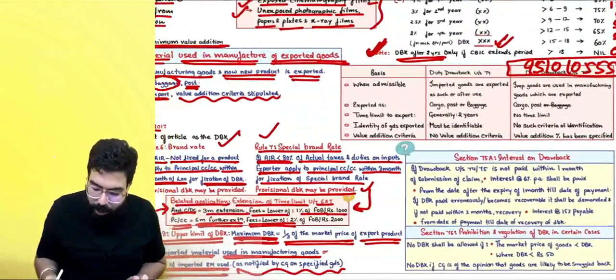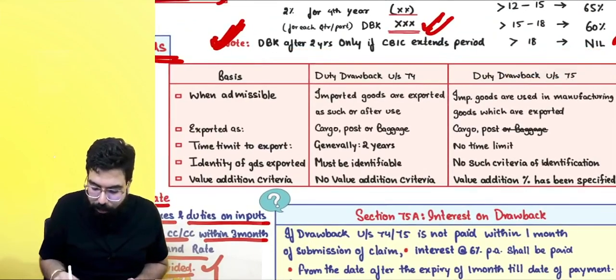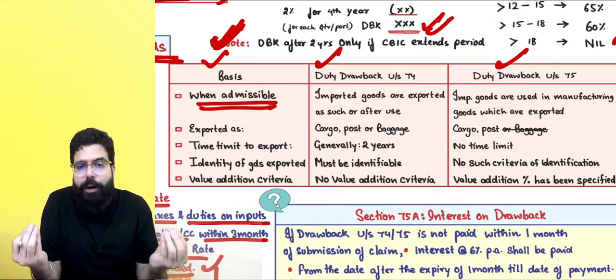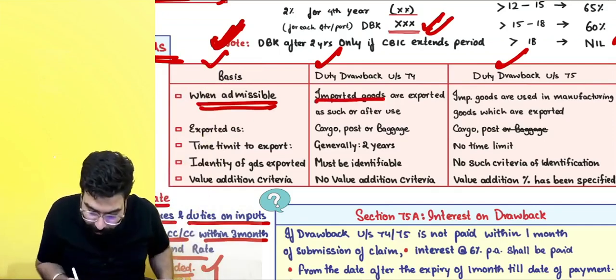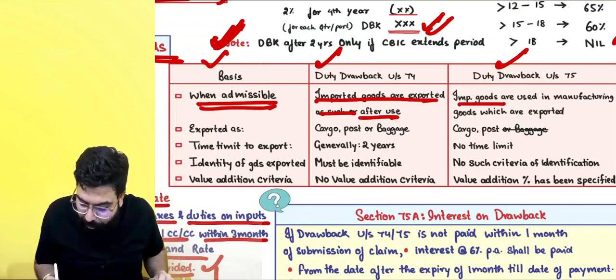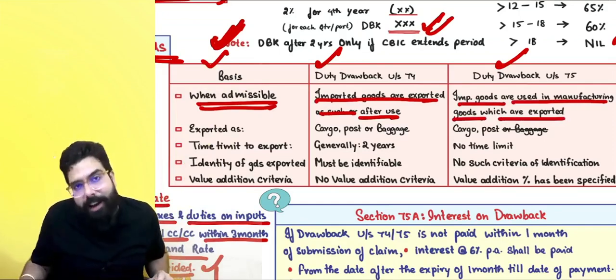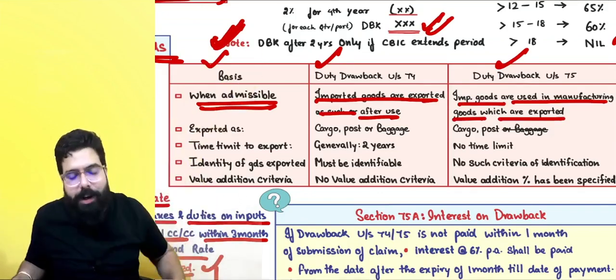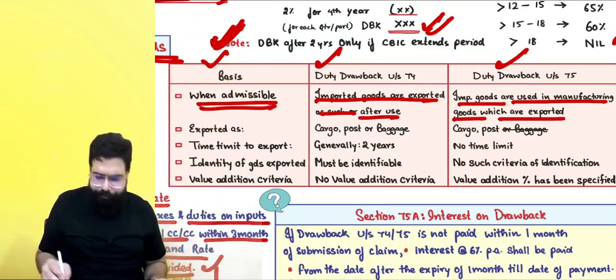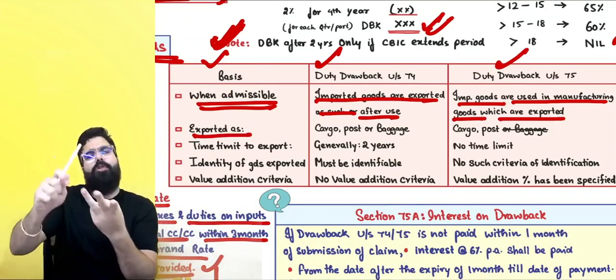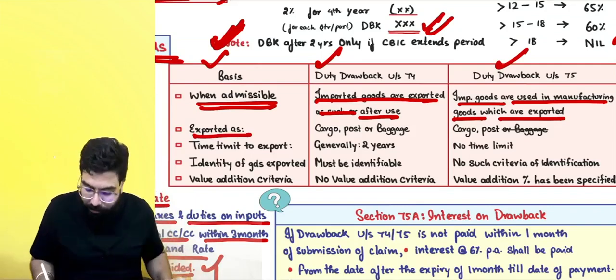Got it, sir? Now, everyone, I have told about the differences on the basis of duty drawback under section number 74 and 75. When is section number 74 admissible? When imported goods are exported as such or after use, then section number 74 is applicable. Section number 75, imported goods are used in manufacturing goods which are exported. You imported raw material, manufactured the final product and exported, then section number 75 is applicable. Here in section number 74, you can export as normal cargo, post or baggage. But in 75, baggage is not an option.